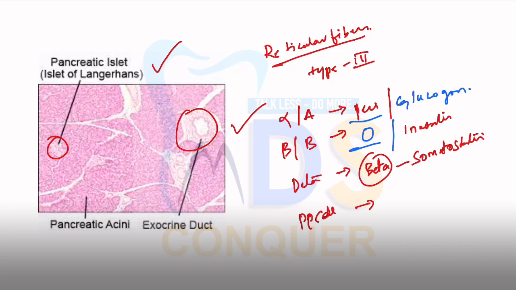Next comes the PP cells. These PP cells are present in the islets, and they're present in the exocrine glands, what we have discussed in the diagram based question, right? And the main purpose is they secrete PP, or nothing but pancreatic polypeptide.